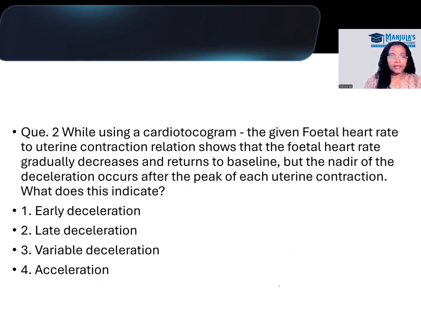Next question. While using a cardiotocogram, the fetal heart rate to uterine contraction relation shows that the fetal heart rate gradually decreases and returns to baseline, but the nadir of the deceleration occurs after the peak of each uterine contraction. What does this indicate? Early deceleration, late deceleration, variable deceleration, acceleration. So now here we are talking about the recording of the cardiotocogram, where you record the fetal heart rate in relation to the uterine contraction.